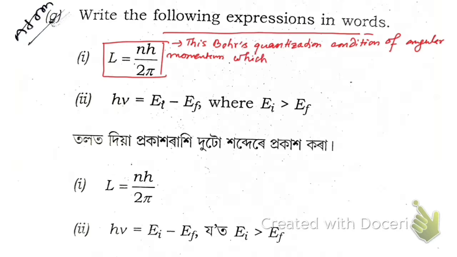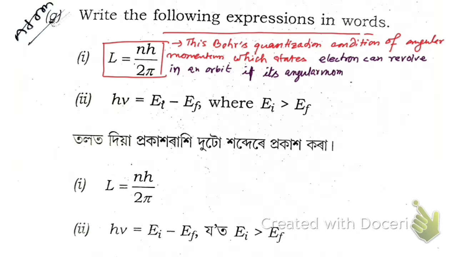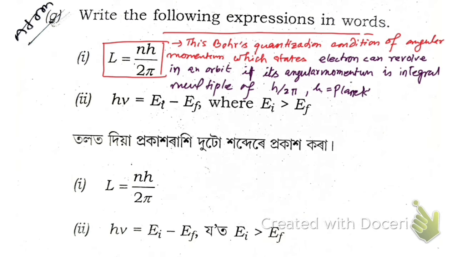which states that an electron can revolve in an orbit if its angular momentum is integral multiple of h by twice pi, where h is Planck's constant. Right, that's what we need to write.